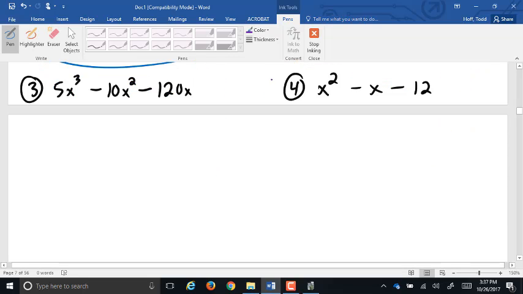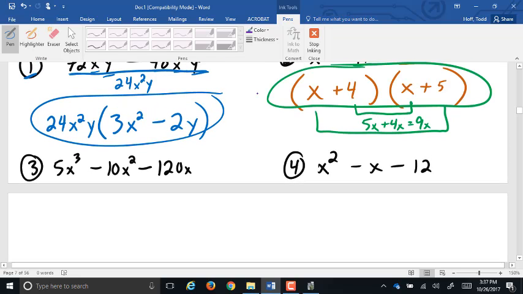Now, for number 3, a lot of people see 3 terms and, since it's 3 terms, want to jump into that reverse multiplication. But remember, we always have to start out with greatest common factor. And there is one here. All those numbers can be divided by 5, and there is an x in every term. The lowest power is just x to the 1, or just x. So I have to divide each term by 5x.